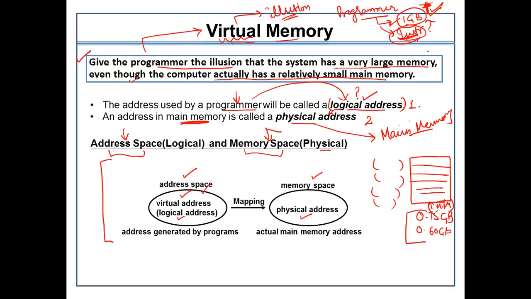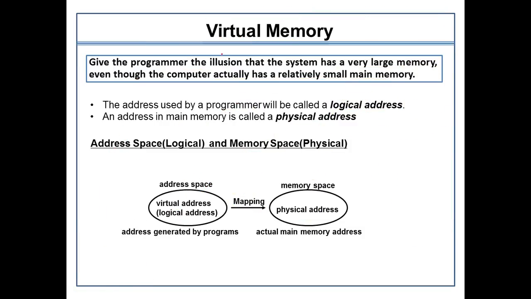We need to map this logical address so that the actual physical address of main memory can be generated, and the data which has been set by the user can be given back to the programmer. So this is the basic purpose. The idea is that we are going to map this virtual address with the physical address so that the actual instruction can be processed. This is the point that we are going to discuss in the next coming slides.